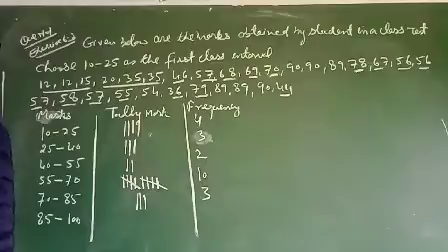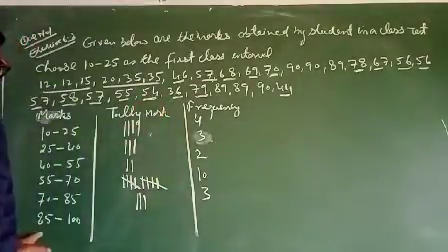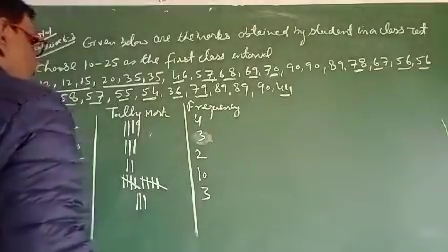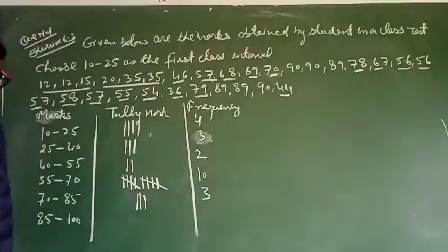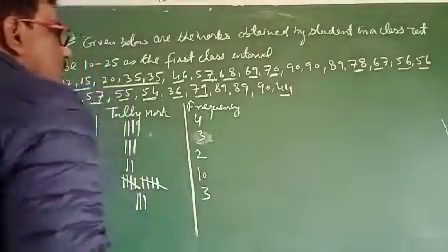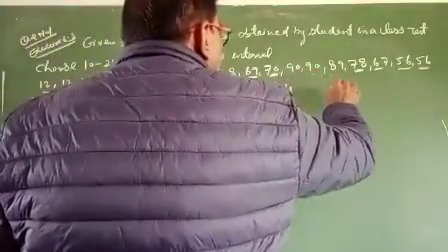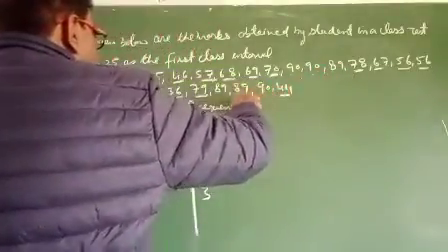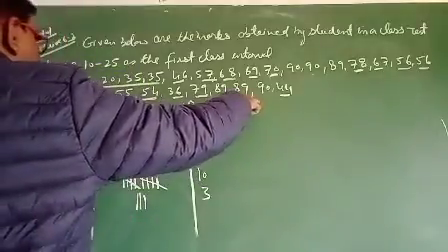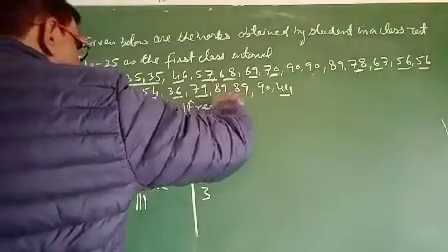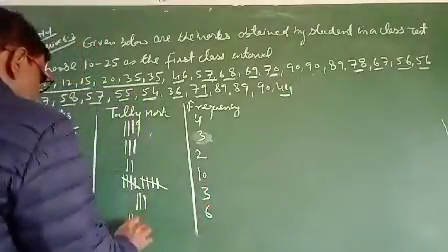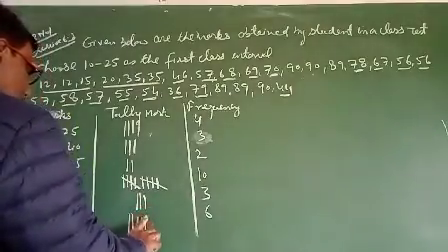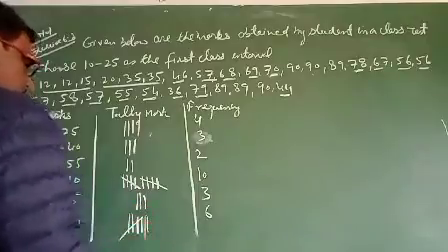Now I will find the number of students who got marks between 85 and 100. That is 1, 2, 3, 4, 5, 6.